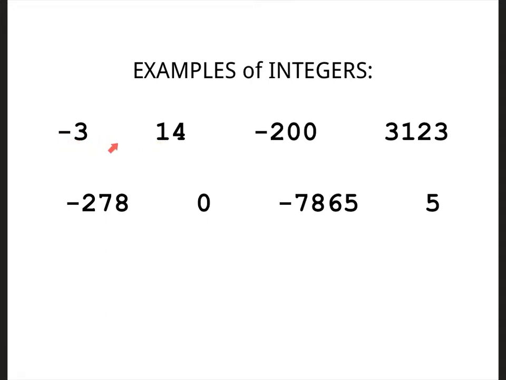We have -3, 14, -200, 3,123, -278, 0 is there, -7,865, and 5. You'll notice that for these positive numbers, we don't put a plus sign in front of them. We don't have to. In math, if there's no sign in front of a number, we assume it's positive. So these are just some examples of integers.